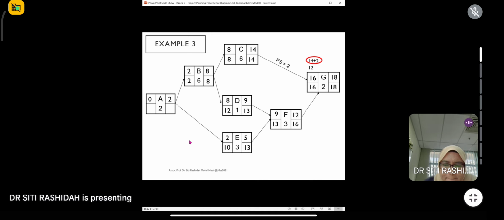10 atau 2? 2. Yes, we take 2 because 2 is the smallest number. So, kita akan dapat kosong. Okay, so this is your check and balance. Sama ada your network diagram is correct or not. Kalau you dapat, tiba-tiba dapat 1, dapat 3, dapat 10 kat sini, something is wrong with your calculation. So, you have to redo again. Make sure whatever number here, it has to be the same as where you start.